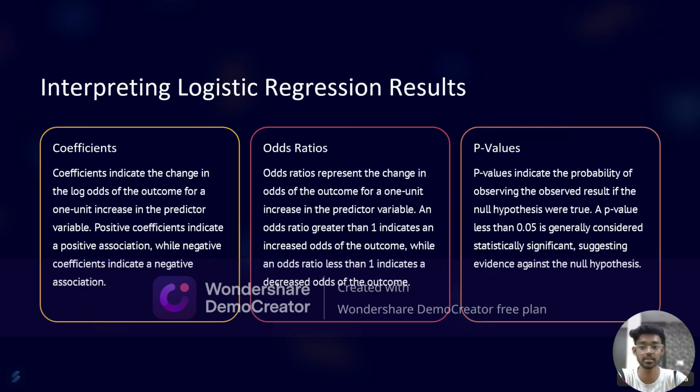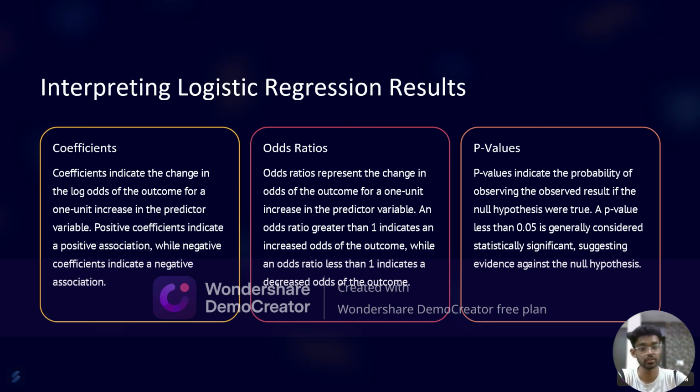Interpreting logistic regression results. Coefficients. A coefficient indicates the change in the log odds of the outcome for a 1 unit increase in the predictor variable. Positive coefficients indicate a positive association while negative coefficients indicate a negative association. Odds ratios. Odds ratios represent the change in odds of the outcome from a 1 unit increase in the predictor variable. An odds ratio greater than 1 indicates increased odds of the outcome, while an odds ratio less than 1 indicates decreased odds of the outcome.